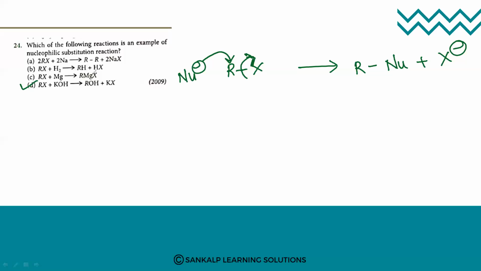Okay. So other options, if you see, option C is the addition reaction. Then here RX plus H2, this is also just a substitution reaction, not a nucleophilic one. Then here also, what is happening? 2RX plus 2Na giving you 2NaX. So this is also just a normal substitution reaction.